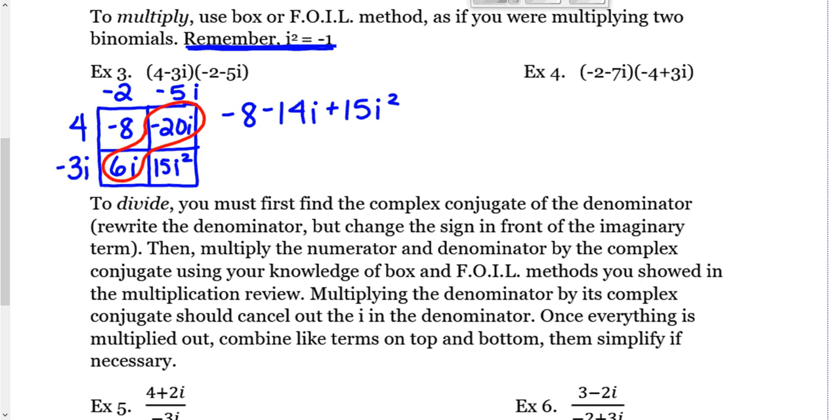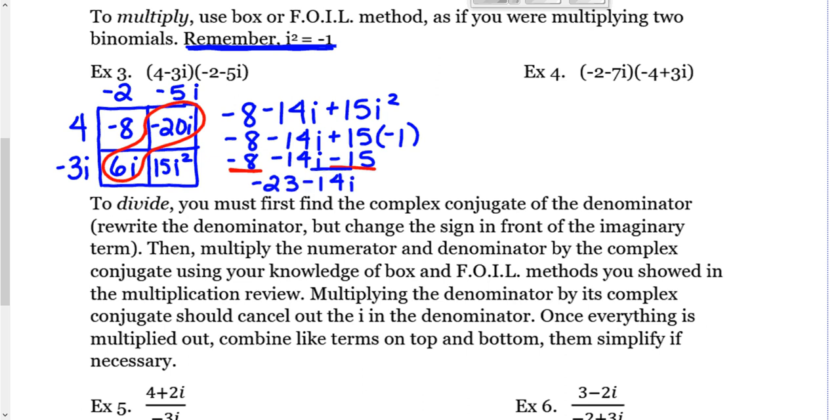Well, we highlighted i squared is equal to negative 1. You can't leave i squared. So I'm going to come in here, and I'm going to put a set of parentheses and change i squared to negative 1. 15 times negative 1 is really negative 15. And now I've got these like terms. Look at this. Negative 8, negative 15 that I can combine. Negative 8 minus 15 is negative 23. And then the negative 14i just gets to carry down.